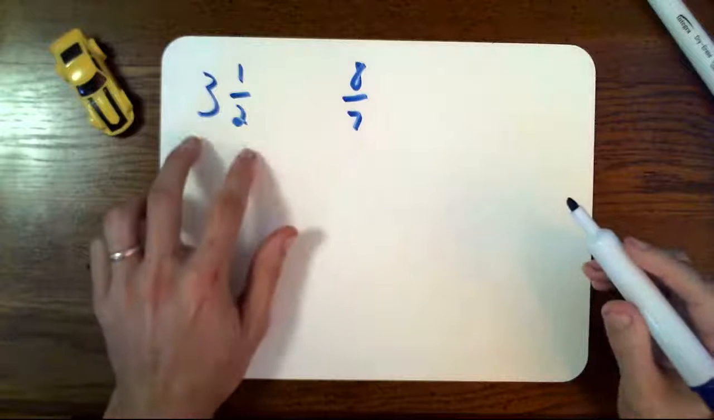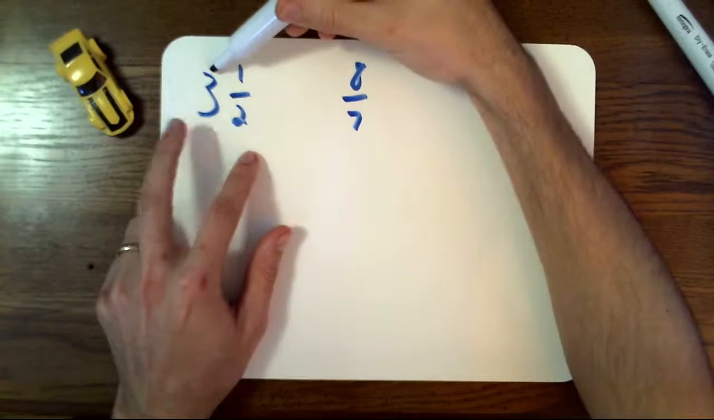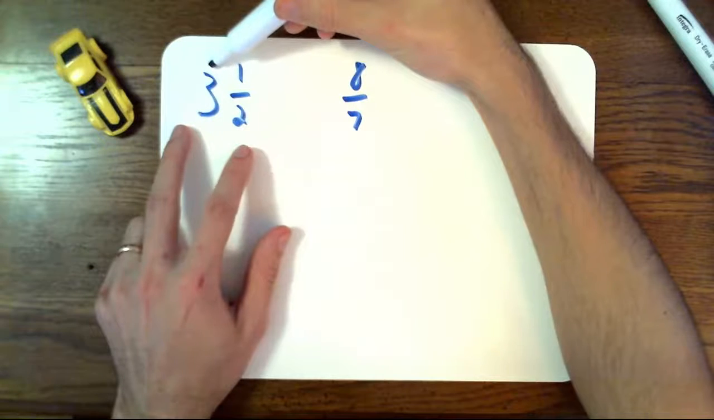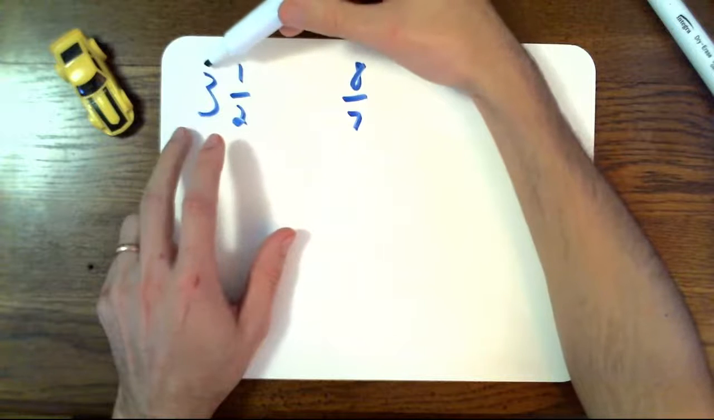So this is called a mixed fraction because we have a whole number here. So this is your integer portion, I guess. And then you have a fractional portion. So it's like whole number and then the fraction, 3½.